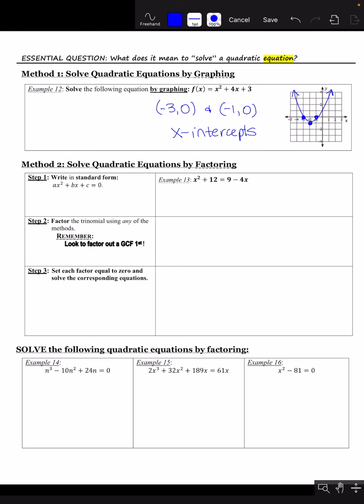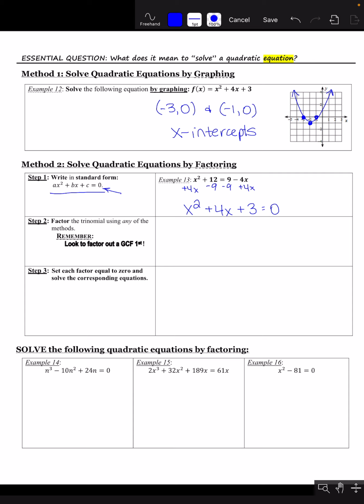And so if we solve it by factoring, we've got x squared plus 12 equals 9 minus 4x. And the first thing we want to do is get it in standard form. So the big thing here is to remember that it equals 0. And so over here, we'll subtract 9 from both sides, and we'll add 4x to both sides. We just need it equal to 0. Make sure it's in descending order, and then combine like terms where you've got them. So when we do that, we get x squared plus 4x plus 3 equals 0.